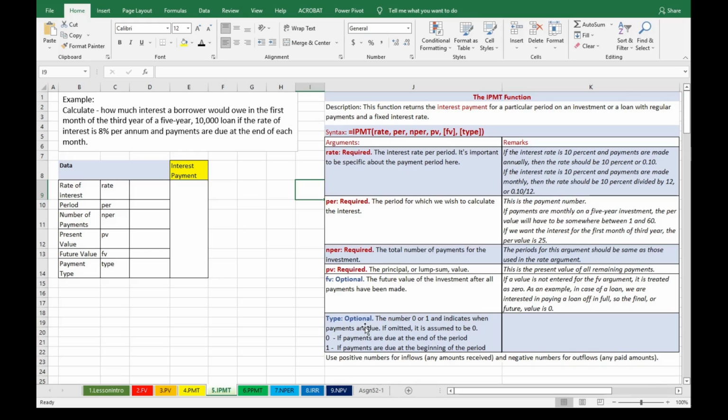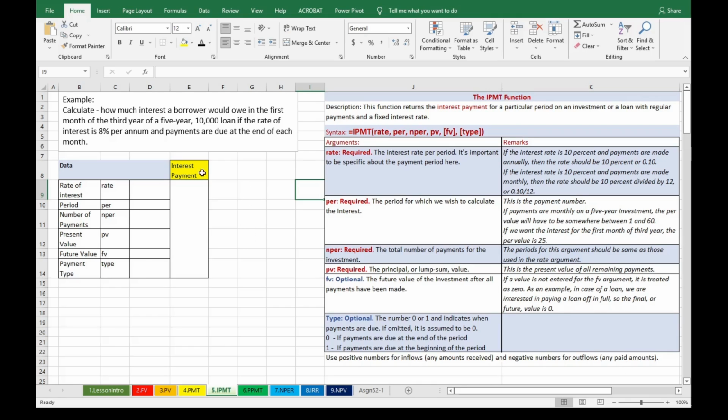Then we have the type argument, which is optional. This is the number 0 or 1 and indicates when payments are due. If omitted, it is assumed to be 0. So it is 0 if payments are due at the end of the period. It is 1 if the payments are due at the beginning of the period. Also, we need to remember to use positive numbers for inflows, that is any amounts received, and negative numbers for outflows, that is any paid amounts.